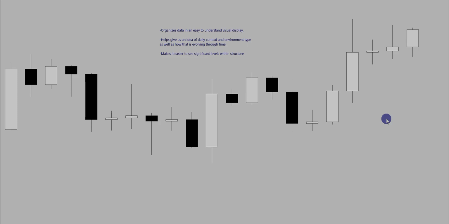All right, so we've gone over what a TPO chart is. We've covered what a TPO chart is, how it's constructed, the things that we are going to be looking at and using moving forward. Now let's talk about why. Why would we use a TPO chart? Why would we use a time price opportunity chart or market profile or a tool like this to begin with?